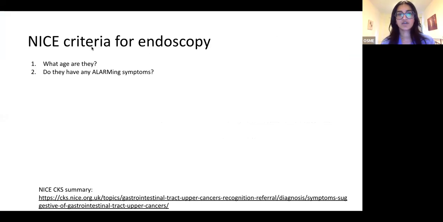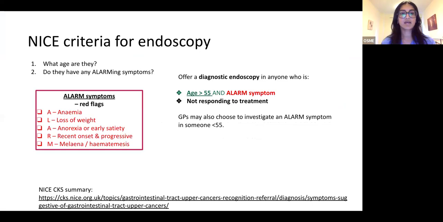So the NICE criteria for endoscopy are quite clear, and it's really important that you learn this for your AKT. So you have to ask yourself 2 questions. Number 1, what age are they? And do they have any alarming symptoms? So you offer a diagnostic endoscopy in anyone who is aged over 55 years old and they have an alarm symptom, or if they have dysphagia.